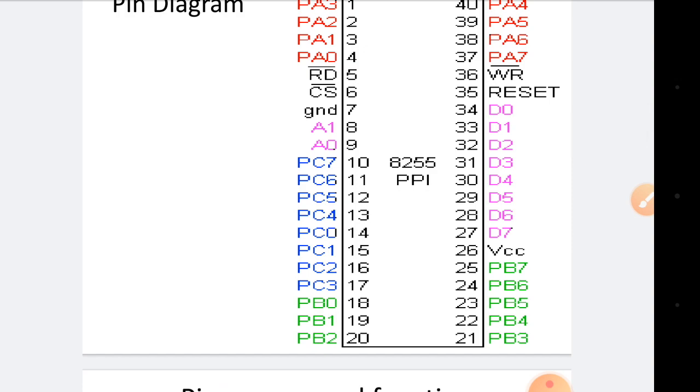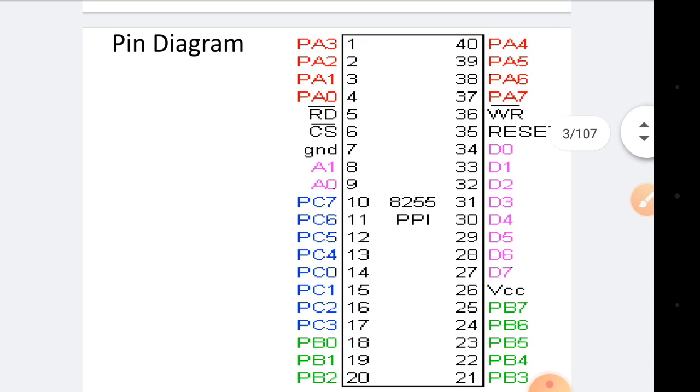A1 and A0 are used to address any of the ports, port A, port B and port C, as well as the control word register. There are 4 registers, so we need only 2 bits to address them. If A1 A0 is 00, then port A is selected. If 01, port B is selected, if 10, port C is selected, and for 11, the control word register of the 8255 is selected.